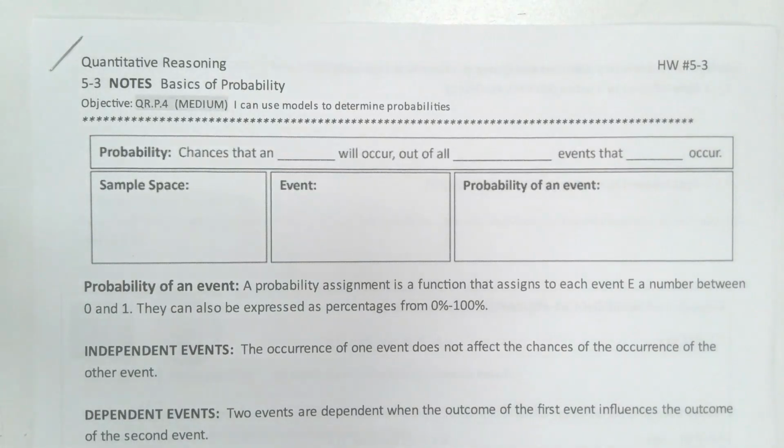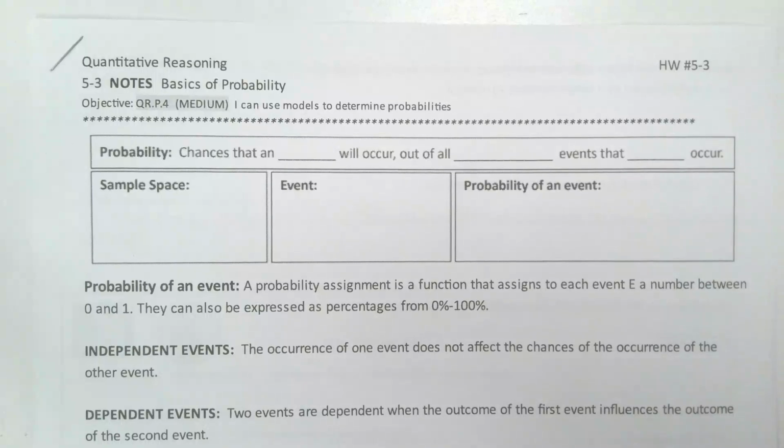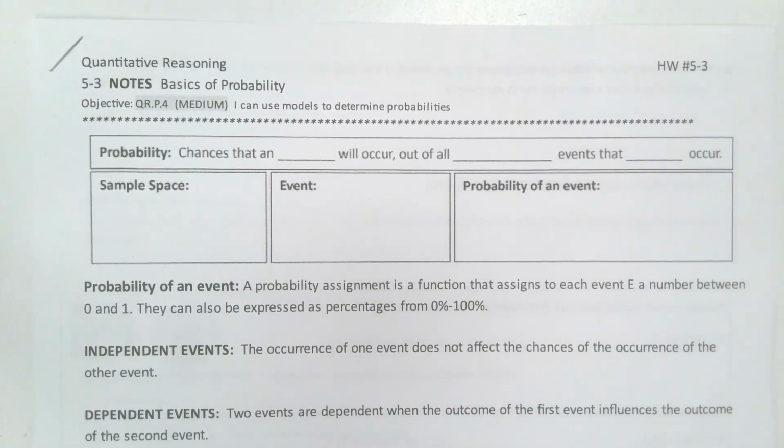All right, here we go. So today we're going to talk about the basics of probability. What we have done the past couple days is we have talked about how many possible outcomes there are. We haven't talked about probability. What we've been learning is how to calculate the denominator for what we're going to do.